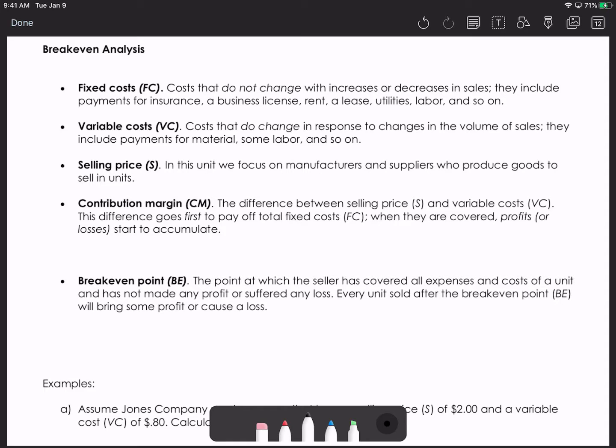Okay, so some terminology here. We have fixed cost, variable cost, and selling price. Those are fairly obvious, and I'll let you read through those definitions. The contribution margin is just the difference between the selling price and the variable cost. So it's going to be the selling price minus the variable cost. And that difference goes to pay off your costs or your fixed costs.